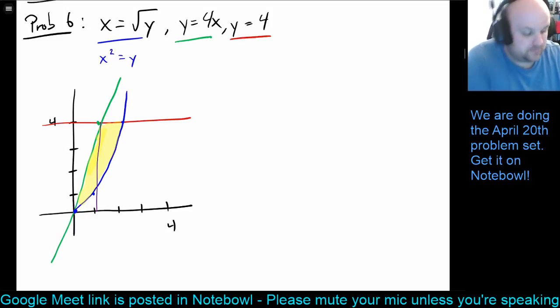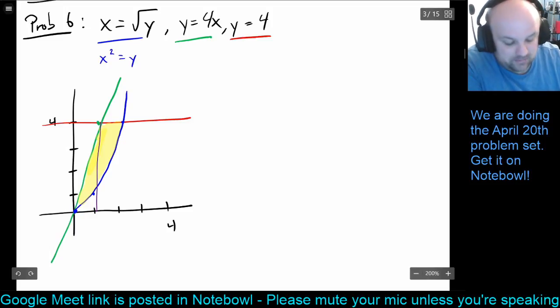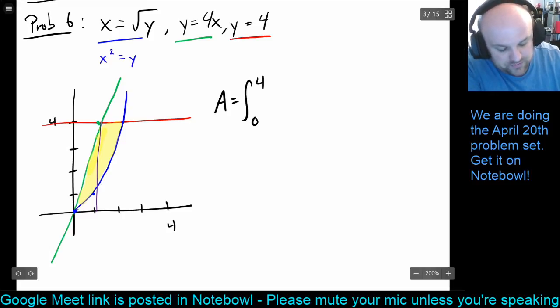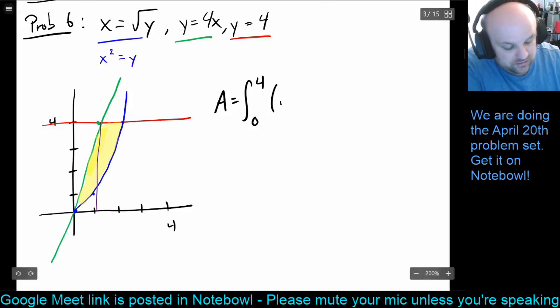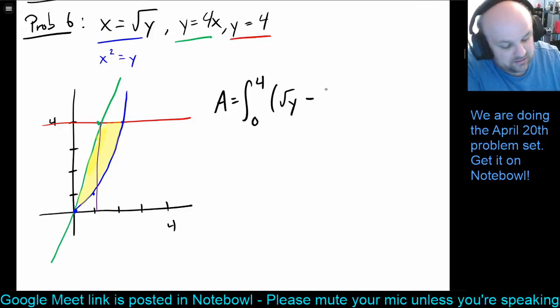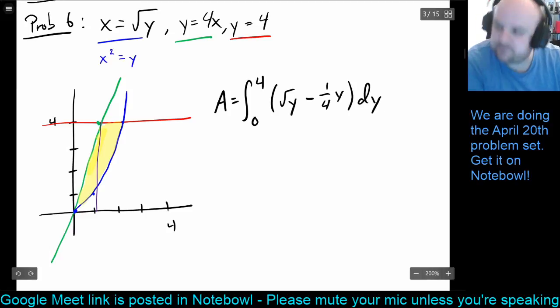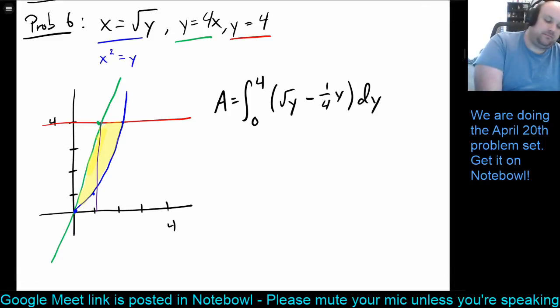Right? So if we set up our area that way, with respect to y, we're going to integrate from 0 to 4, so from the bottom to the top, of the right function, which is square root of y, minus the left function. So we solve for x here, and we get 1/4 y dy. Right? So at this point, we just compute this, right? No big deal.